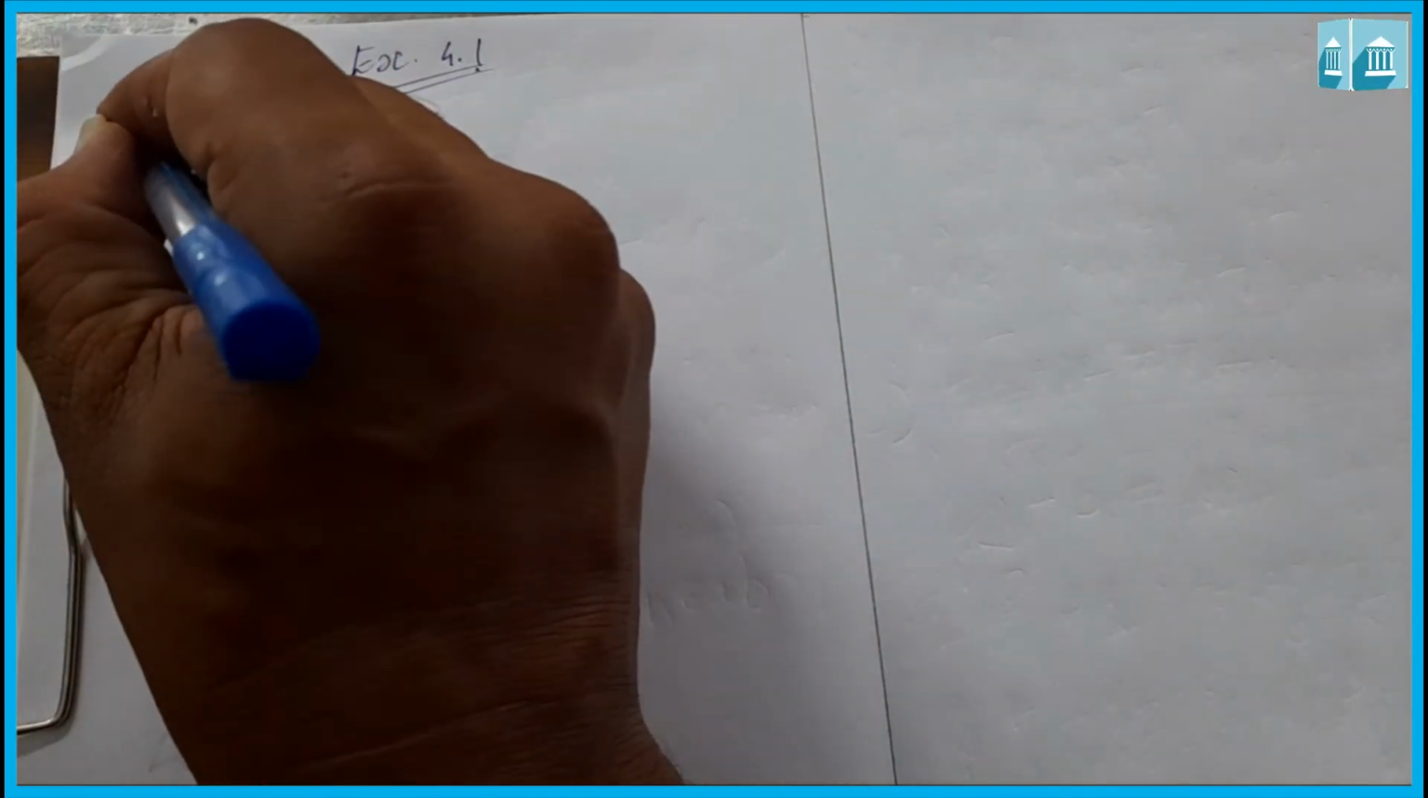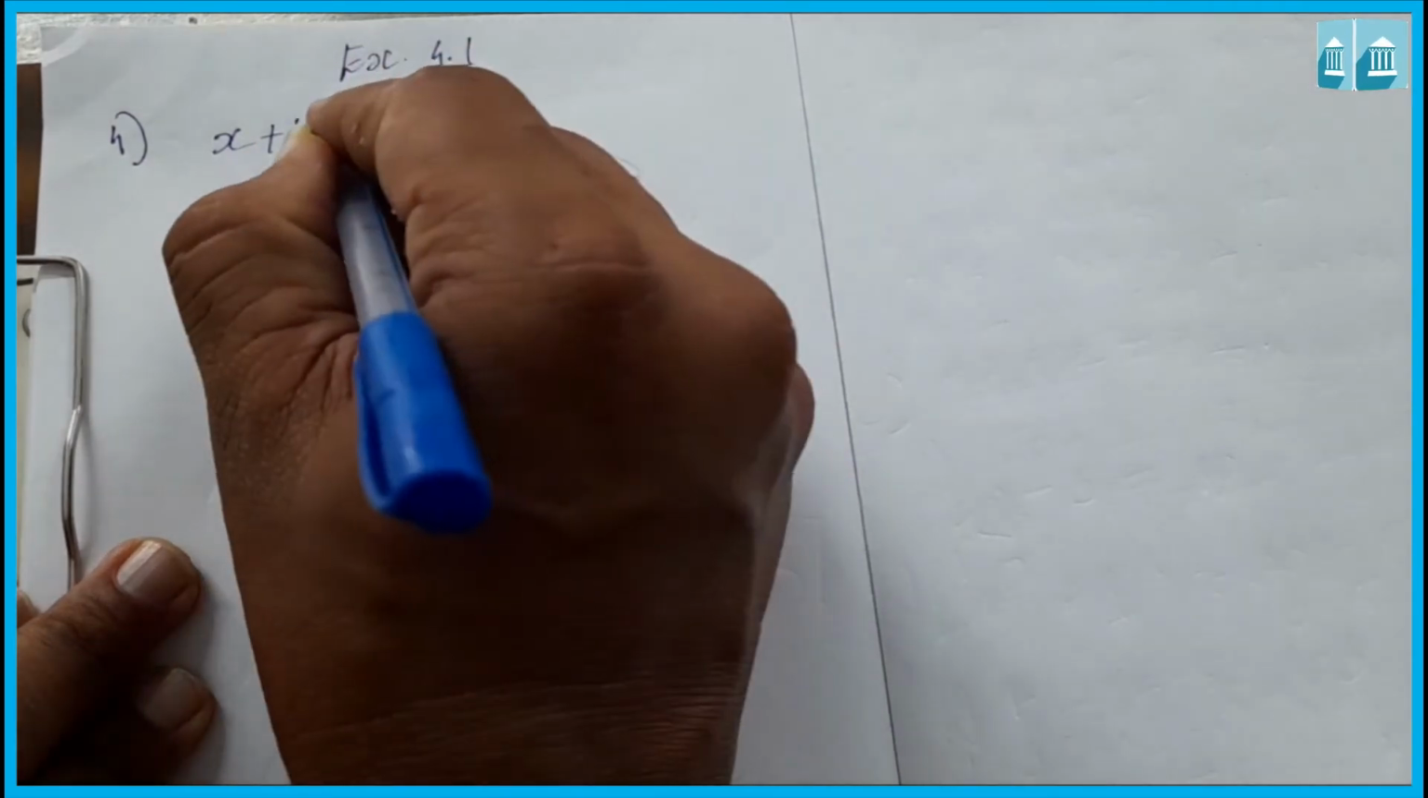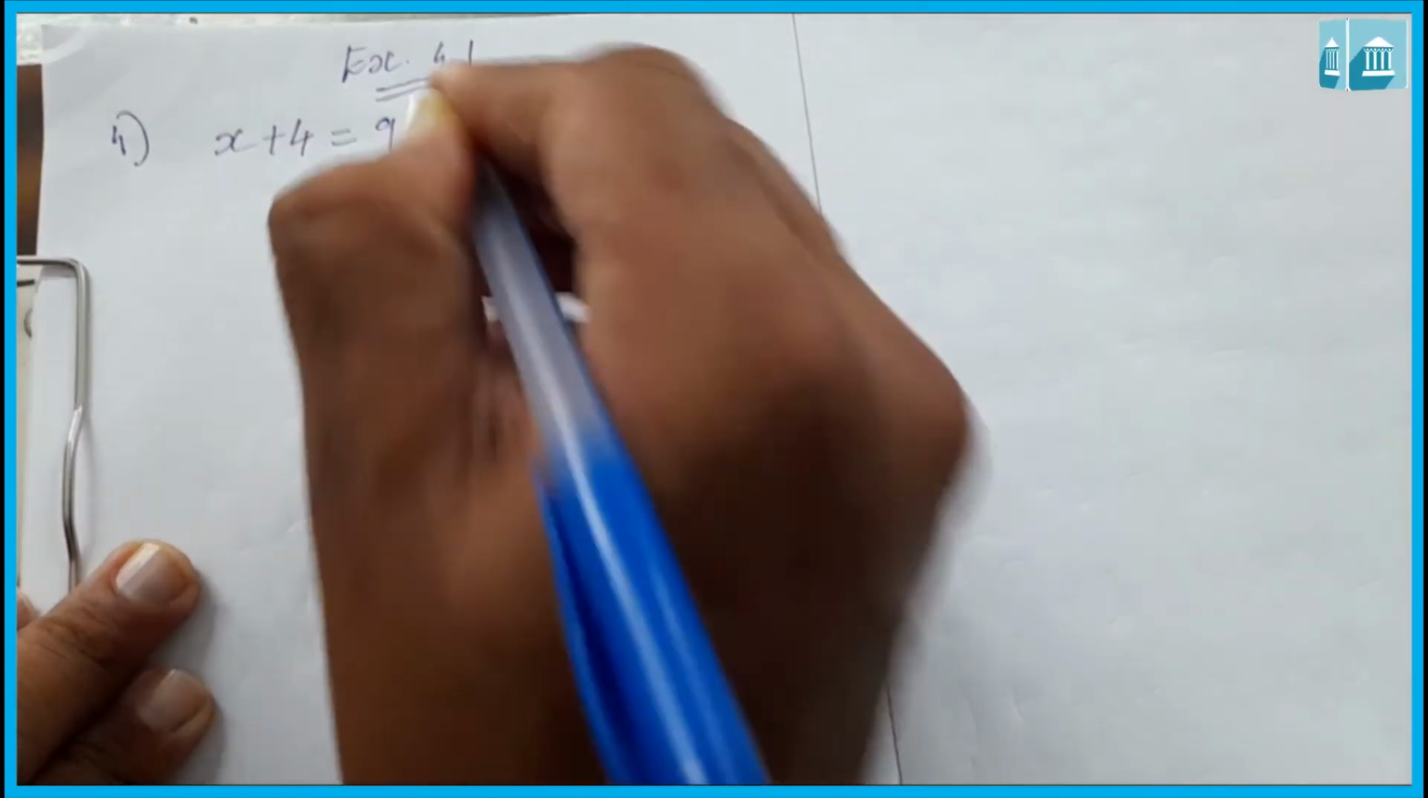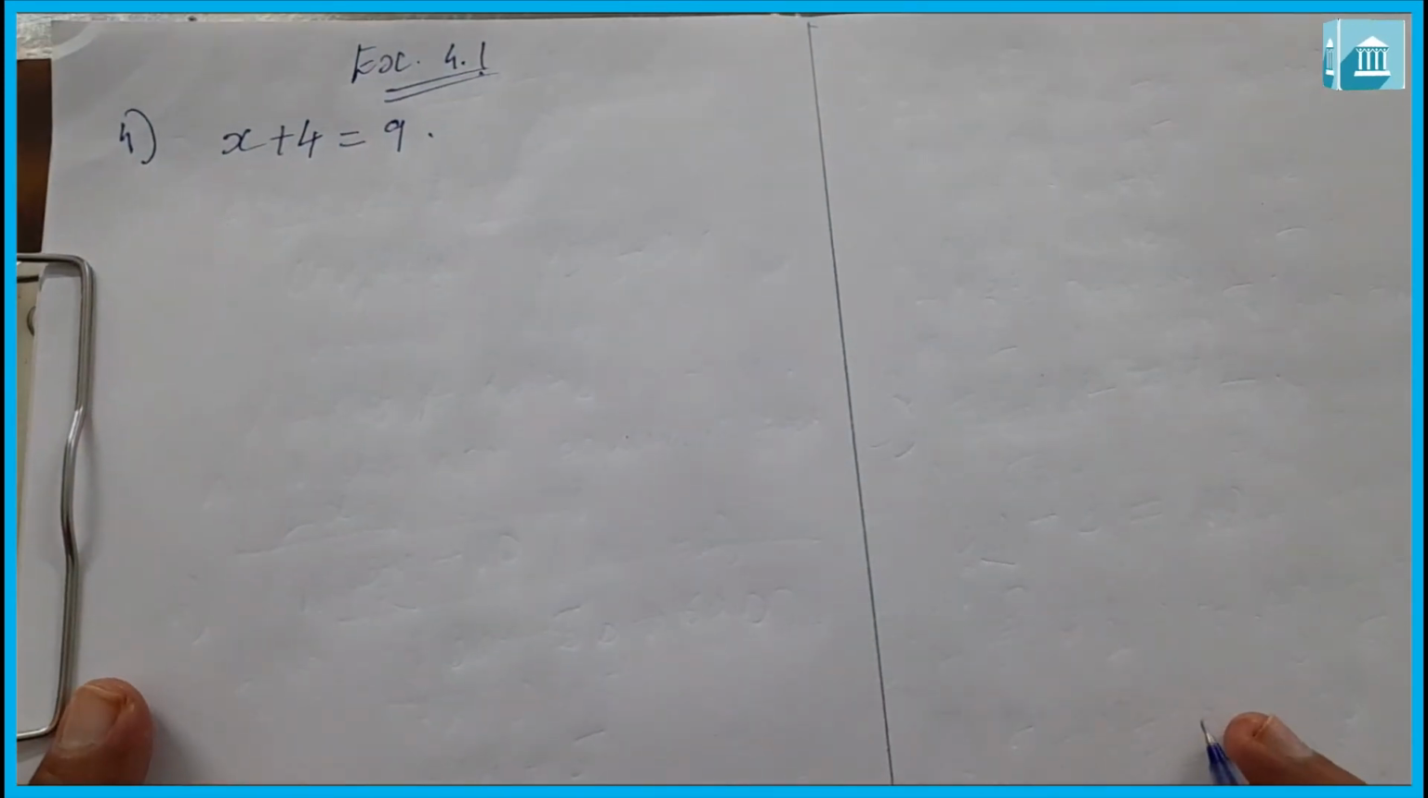Now let us see question number 4. Write the equation for the following statements. Here some statements are given and we have to write the equation for each. The first statement is: the sum of the number x and 4 is 9. That means x plus 4 is equal to 9. So this will be the equation.